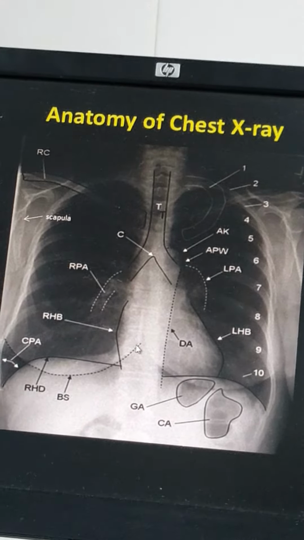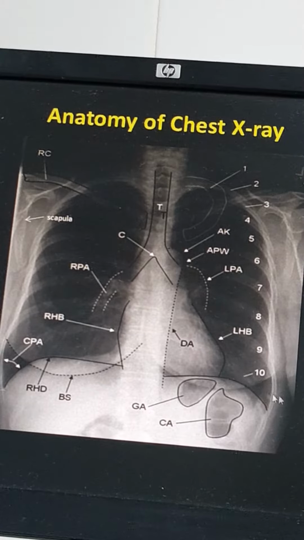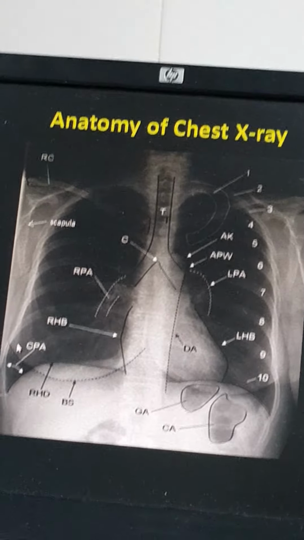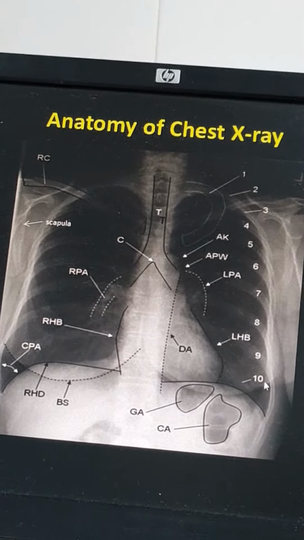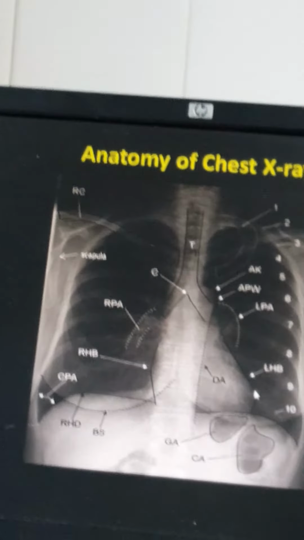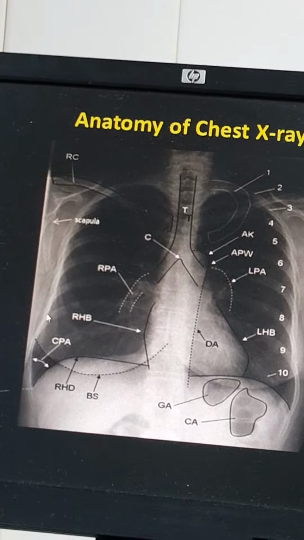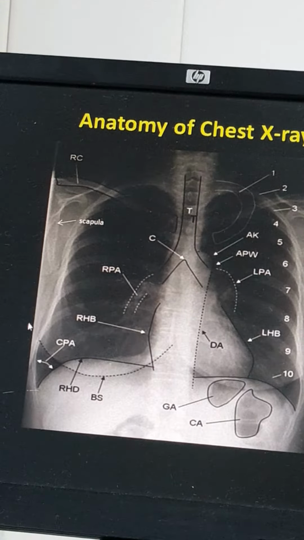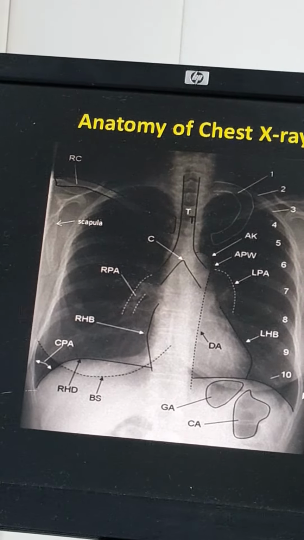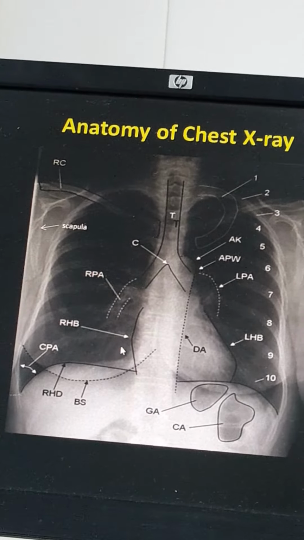Now the heart size normally is less than 50% of the thoracic diameter. So if you measure the maximum thoracic diameter from here to here, and you measure the maximum heart diameter, this should be less than 50% of the thoracic diameter. And that is what we call the cardiothoracic ratio.